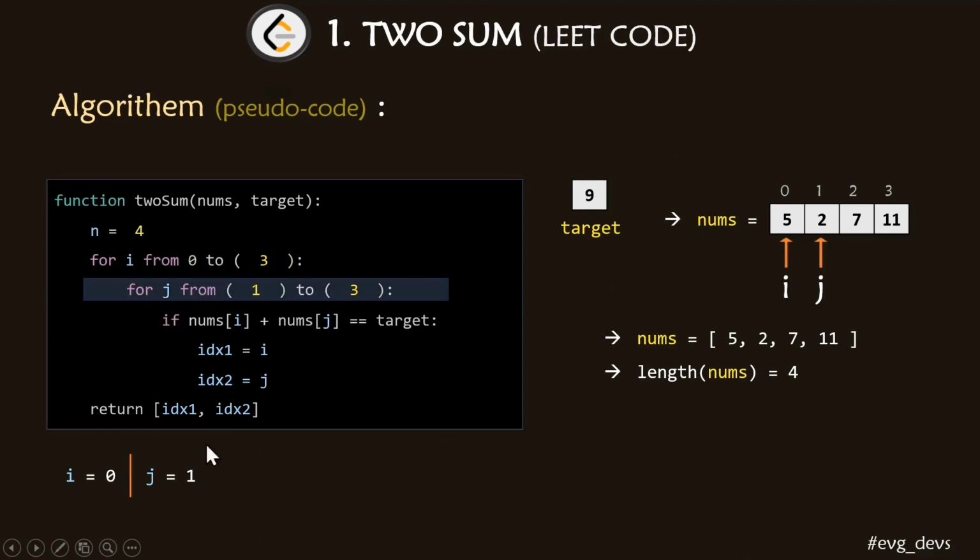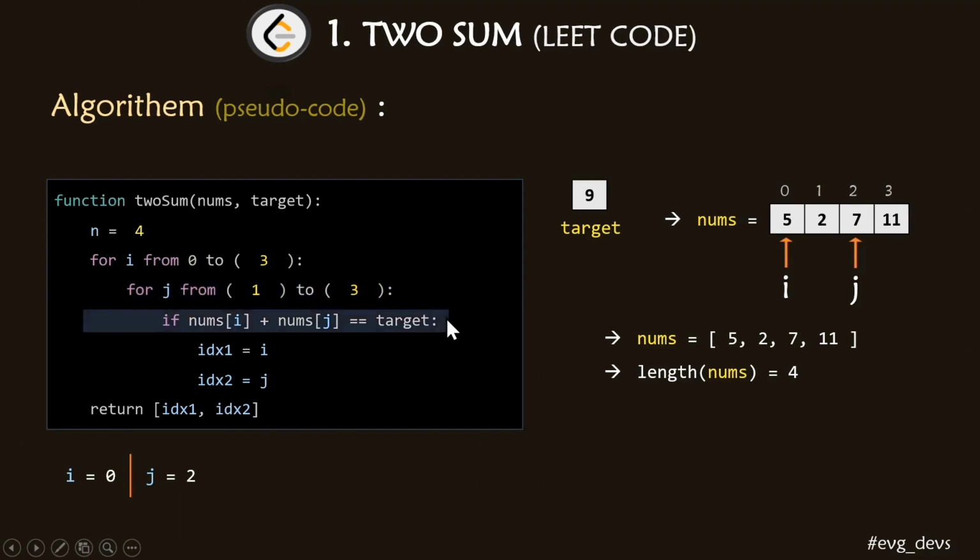Here j is incremented to 2. And this j is moved to the next position, that is 2. And the compiler will go to the next line and again check the condition. Here nums of i is 5 and nums of j is 7. 5 plus 7 is 12. So 12 is not equals 9. So the condition is false.